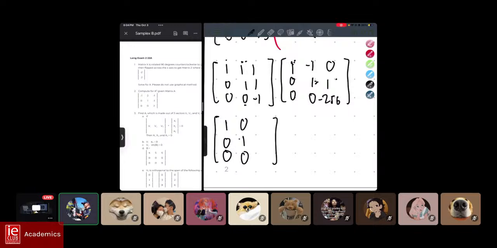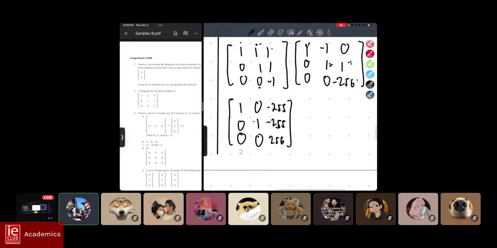This is where medyo malaki na yung numbers. Third column times first row is negative 255. So positive 1 times negative 250 minus 256. Third column times second row is negative 255 as well. And then third column times third row is just 256. Ayan, so that's the final answer.